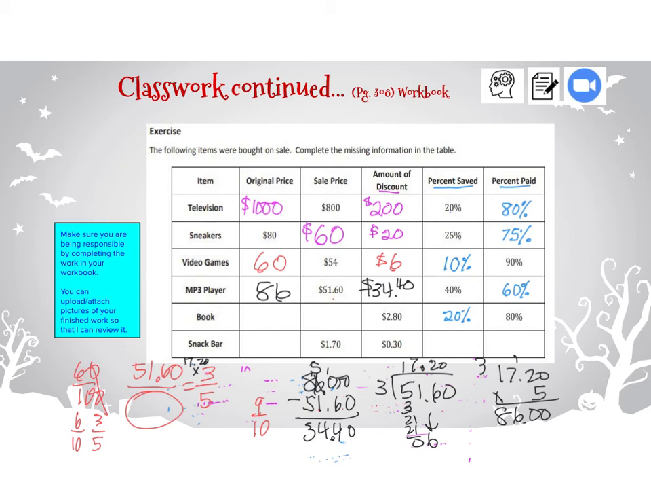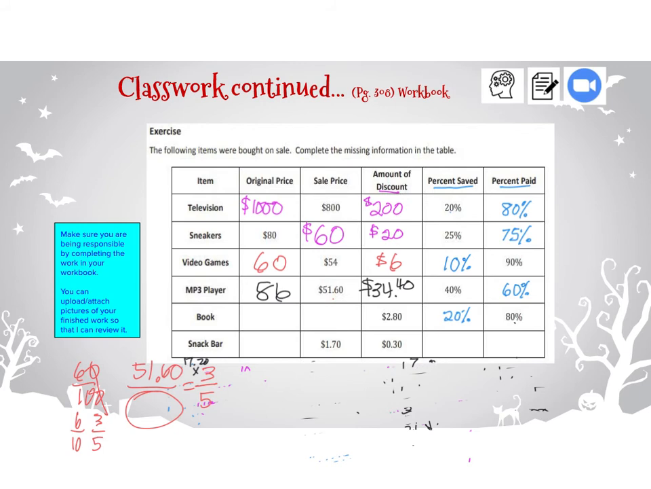The book. Okay, the price we paid. Oh, we don't know the sale price or the original price, but we know the discount's $280. Wow. And the percent saved is 20%. Let me get my eraser again and clear that up. Okay, I'm trying to think about how we're going to do this problem.